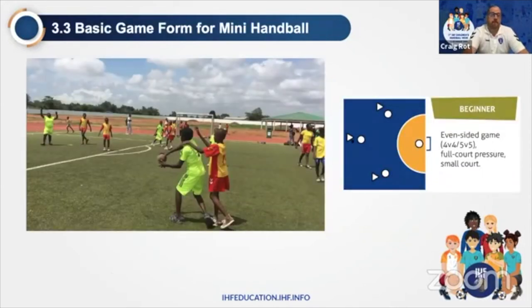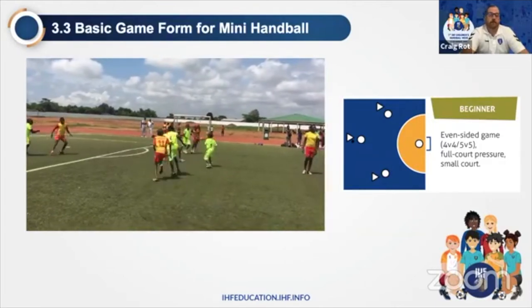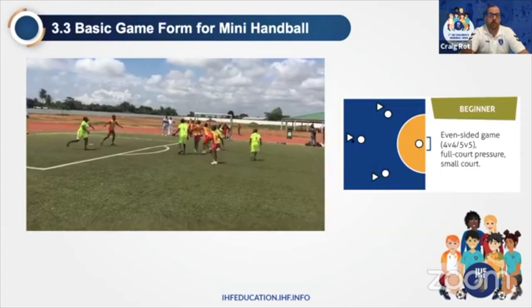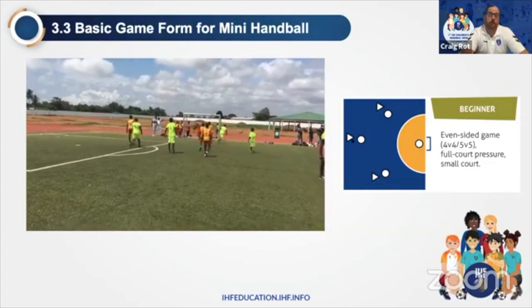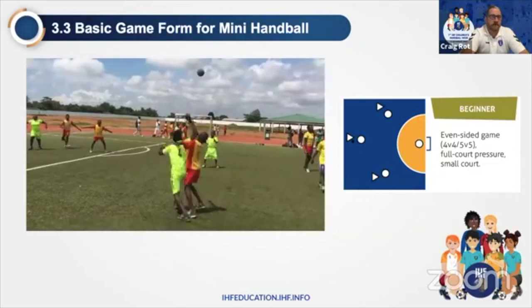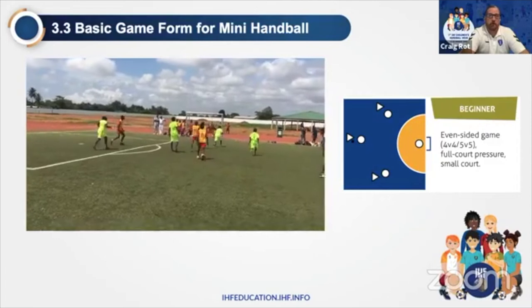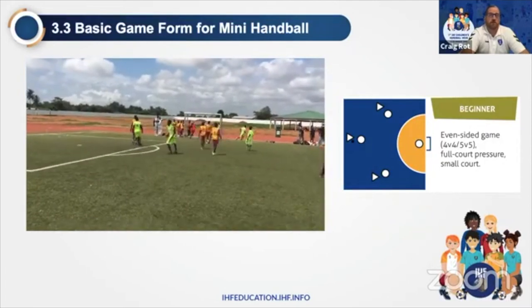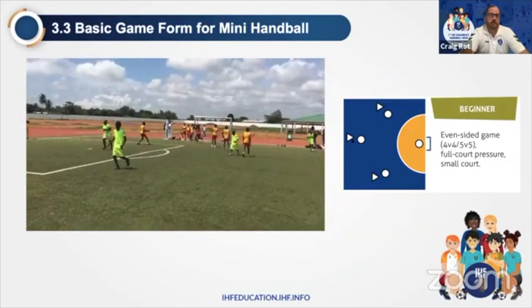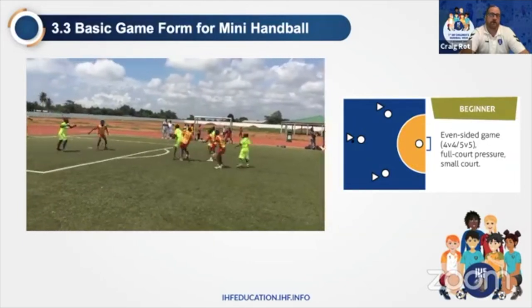The basic game form for mini handball is 4v4 or 5v5. This means three court players and a goalkeeper, or 4 court players and a goalkeeper. As you can see in this video, it's a very fun and dynamic sport. It is played with full court pressure, which means no zonal defenses. The game is fast moving, high scoring, and enjoyable to play for children.